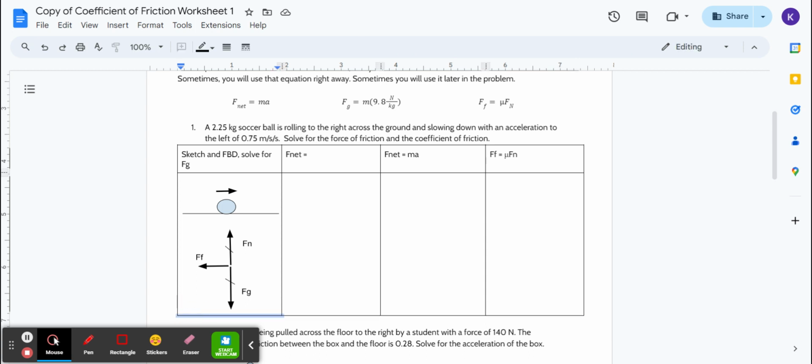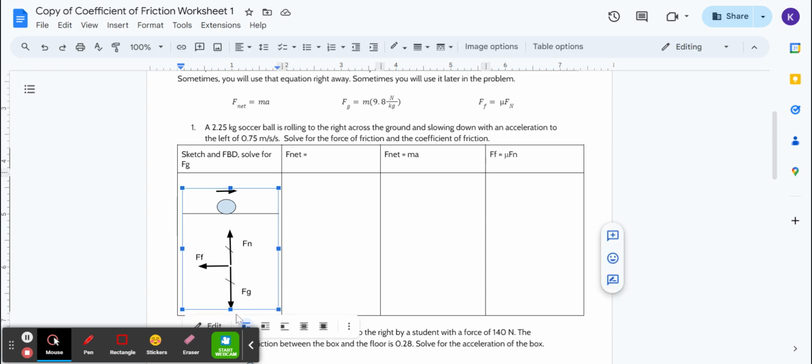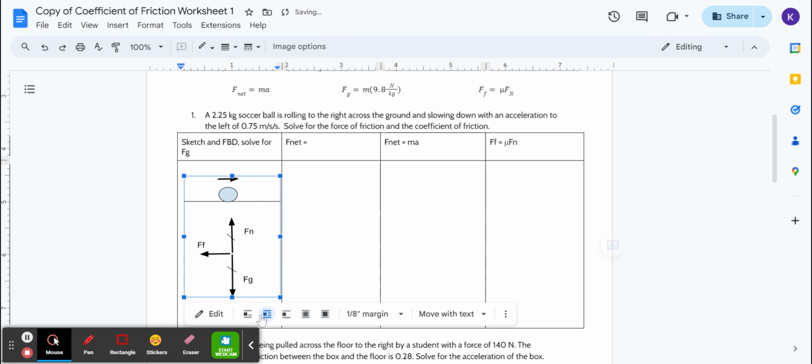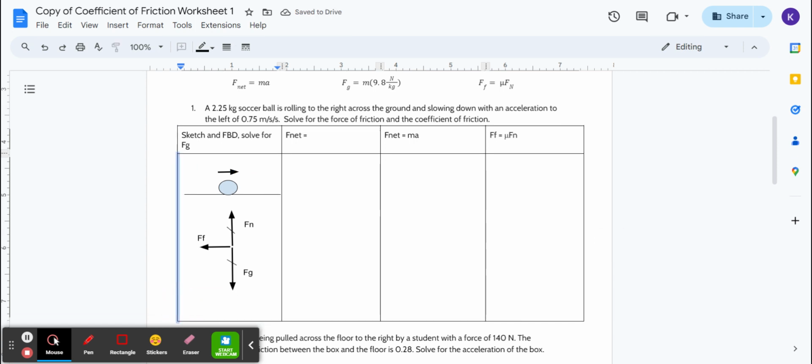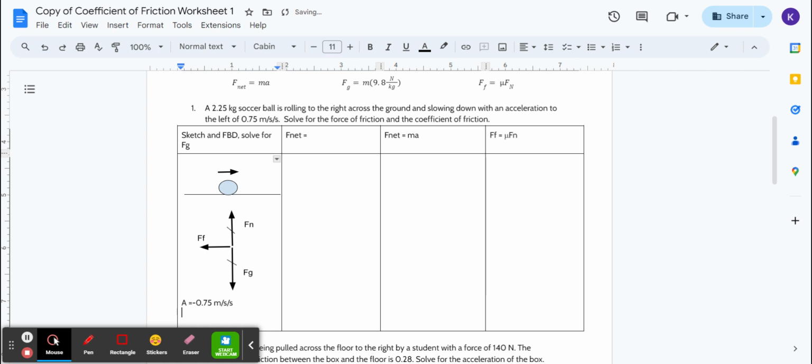The one thing I haven't done is I have not defined my variables, nor have I solved for FG. So let me do that first. So the acceleration is negative 0.75 meters per second per second because it said the acceleration was to the left. I know the mass is 2.25 kilograms.